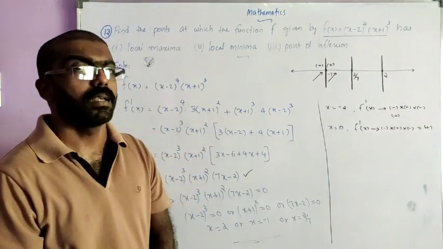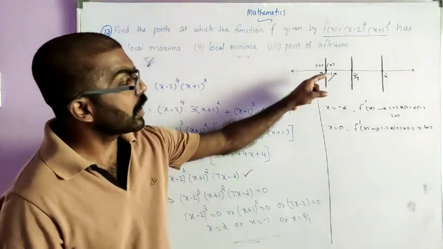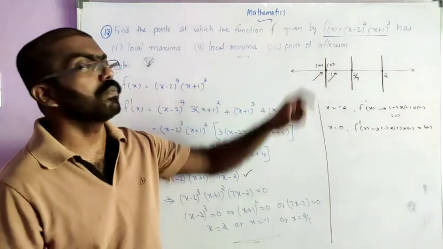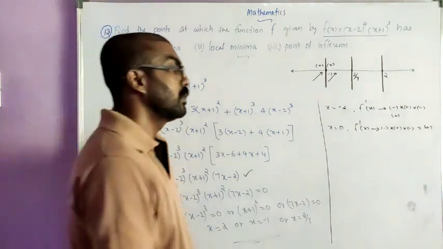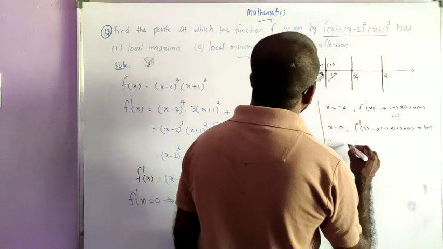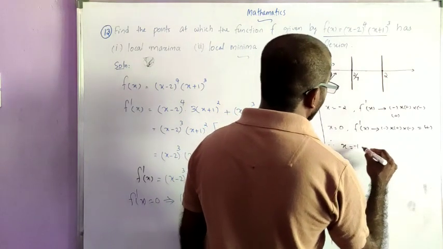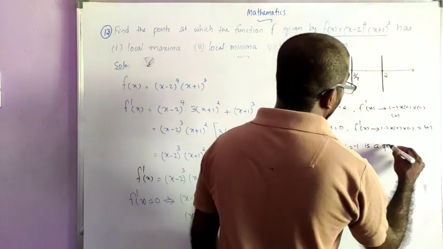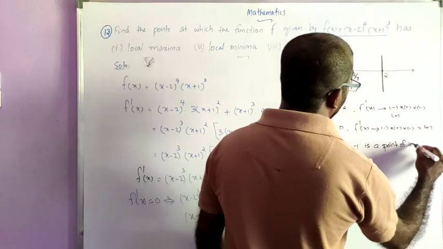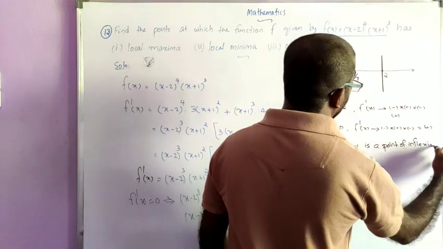Therefore, what can we say? We can conclude x equal to minus 1 is a point of inflection. Therefore, x equal to minus 1 is a point of inflection.